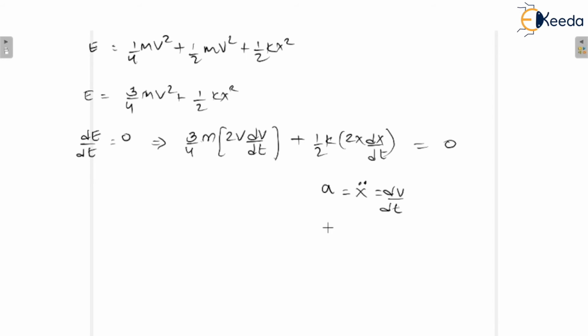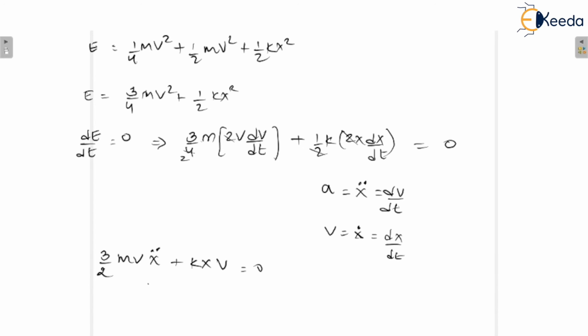Similarly, we know that v is equal to x dot, and it is equal to dx upon dt. So we will put this value in this equation above. You can see 3 by 4, and that would cancel out by 2. So 3 by 2 m x dot x double dot plus, and this would cancel out by this, and that would become kx x dot. Here you can see this would be x dot, and we know that x dot is equal to v, so that would be v is equal to 0.